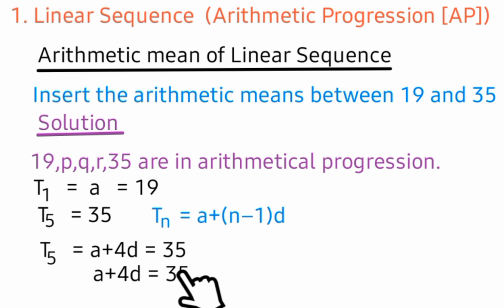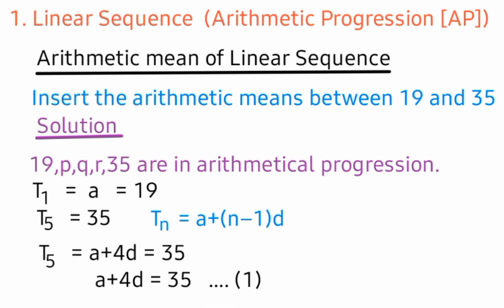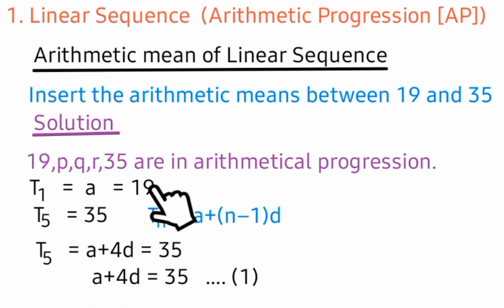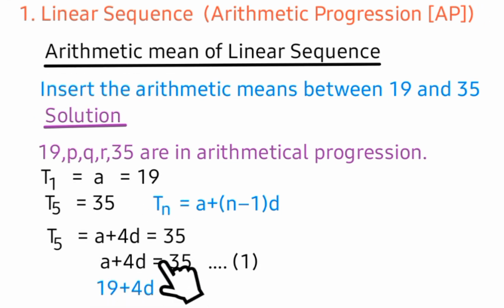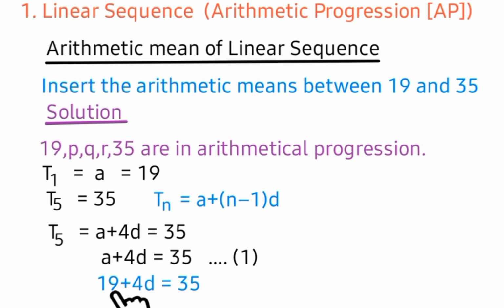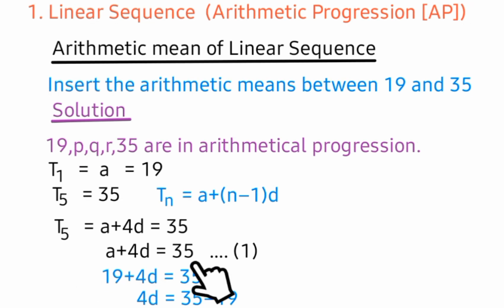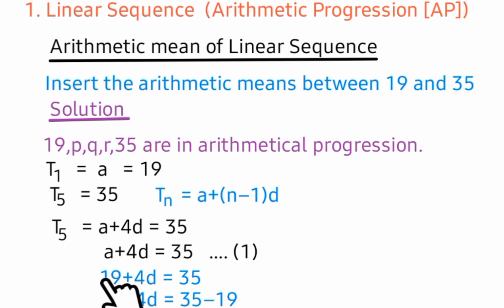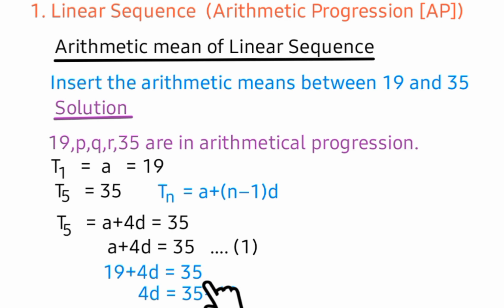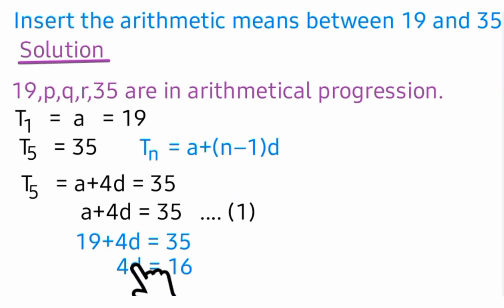Let's call this equation 1. Now let's substitute the value of A being 19 into equation 1. The A value is 19, plus 4D equal to 35. Collecting like terms from this point, we'll have 4D equal to 35. When positive 19 crosses to the right-hand side, it becomes negative 19. So 4D equals 35 minus 19. So D will be equal to 16 divided by 4.